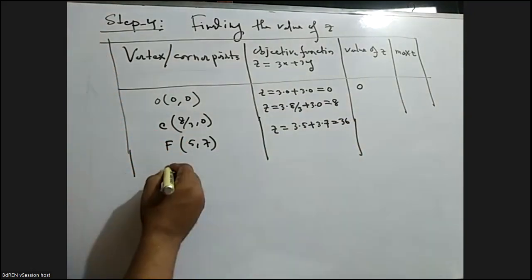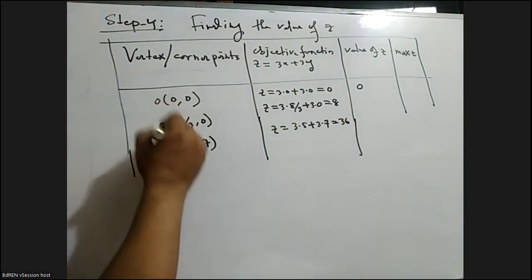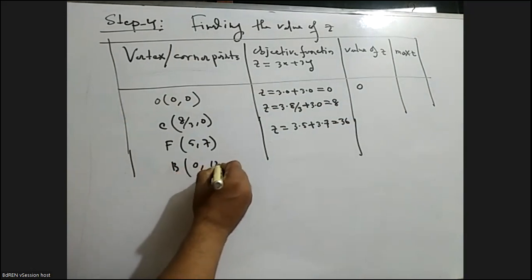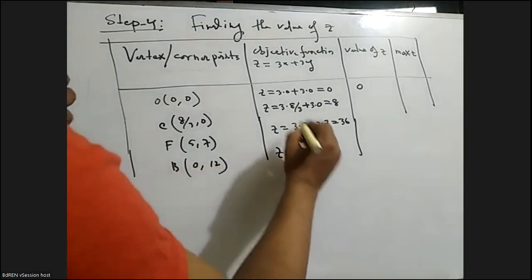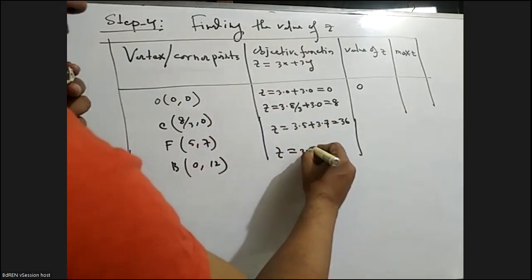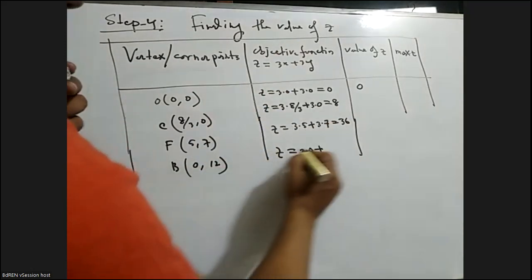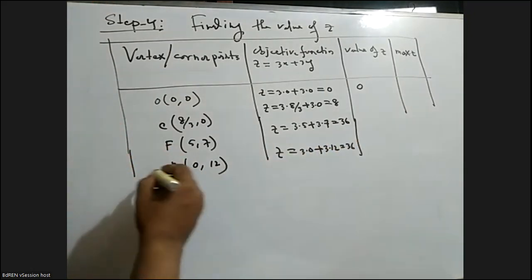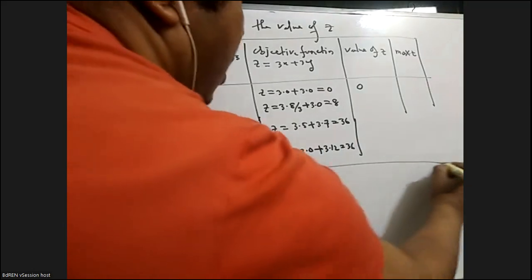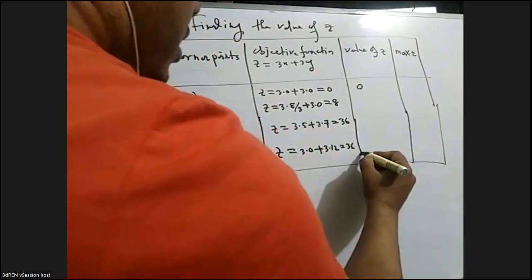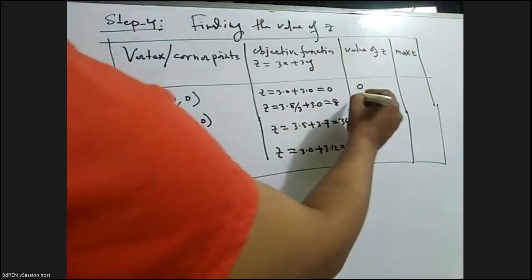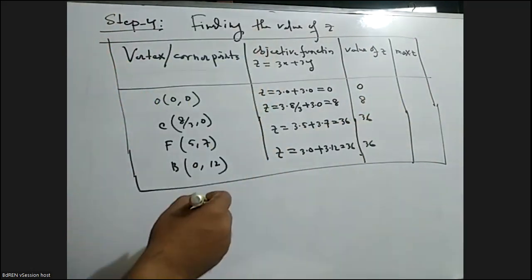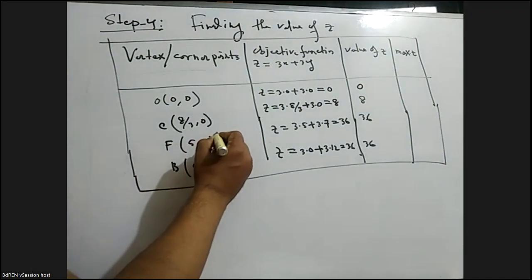Okay. And at point B, the polygon OCFB, (0, 12). At this point, the value of the objective function is 3 into 0, x equals 0, and y equals 12. In that case, 36. So this is finding the value of the objective function. We get 8 here, we get 36 here, we also get 36. But the maximum value is attained at this point here.